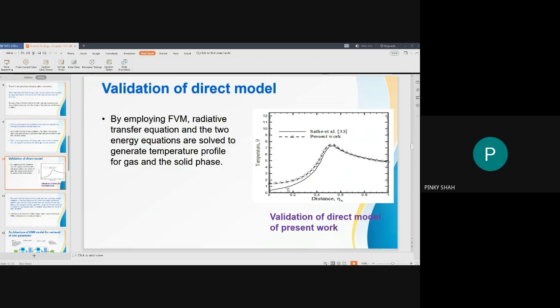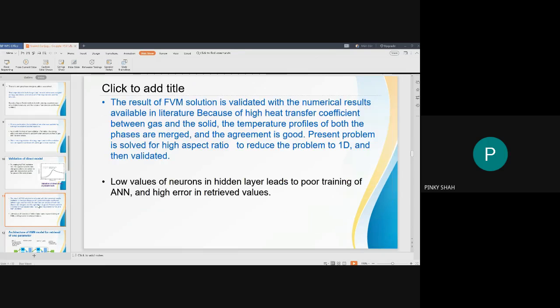This graph shows the validation of the direct model of the present work, which shows that by employing the finite volume method, the radiative transfer equation and the two energy equations were solved to generate the temperature profile for the gas and the solid phase. Using the finite volume method, the solution was validated with the numerical result available in literature. Because of the high heat transfer coefficient between gas and solid, the temperature profiles of both phases merge, and the agreement is good. The present problem is solved with a high aspect ratio to reduce it to one dimension and then validate it.